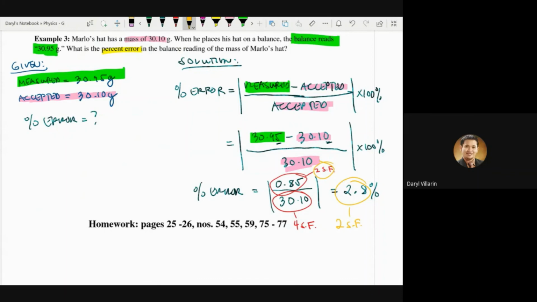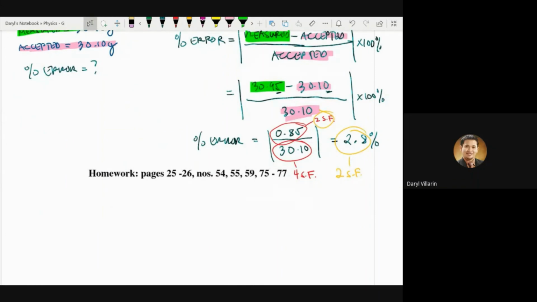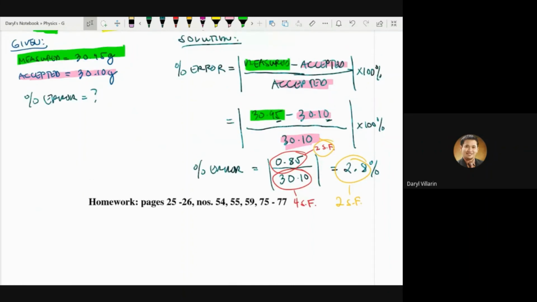So any questions? Any questions with this one? So you just have to take note of the measured, from the word measured. So usually it's the measurement that you do in the experiment. Accepted value is the one that is given to you. Okay. Usually, again, it's given in a table or from the manufacturer itself that this is the actual. Okay, that ends our discussion for 1.2.